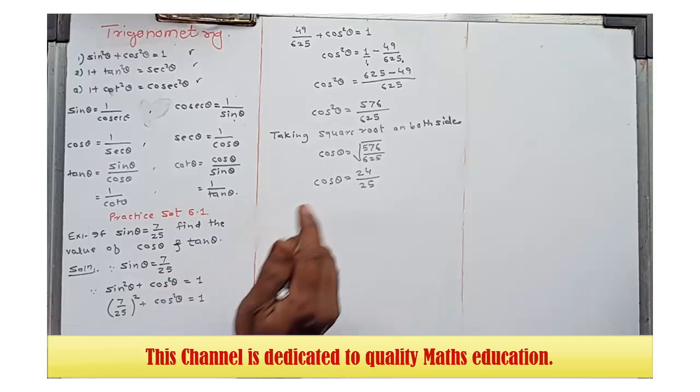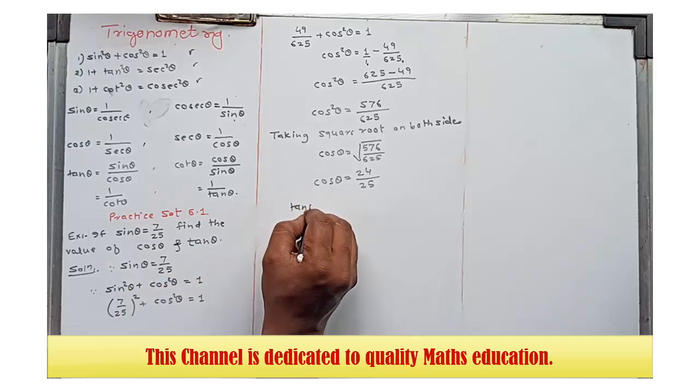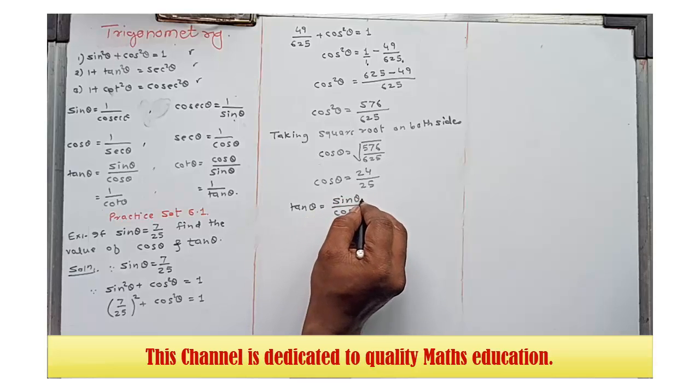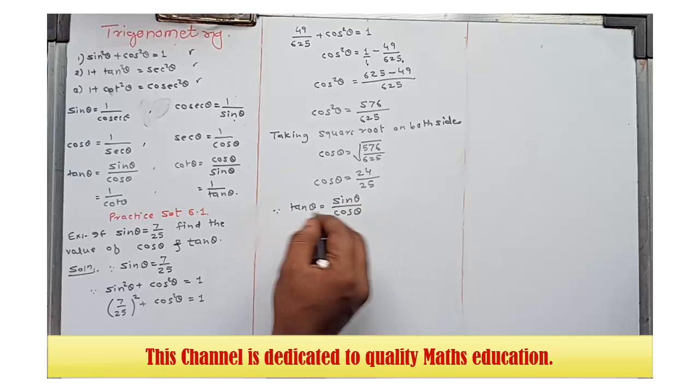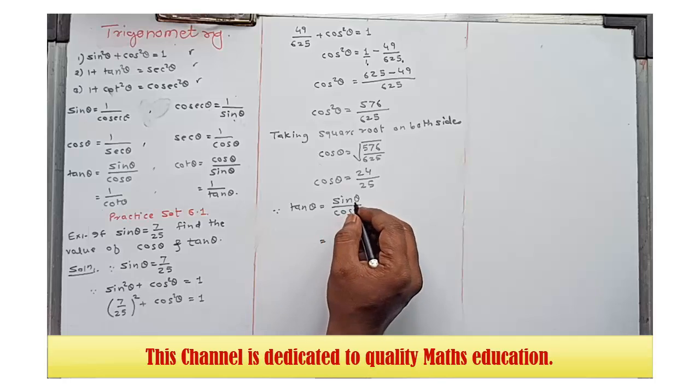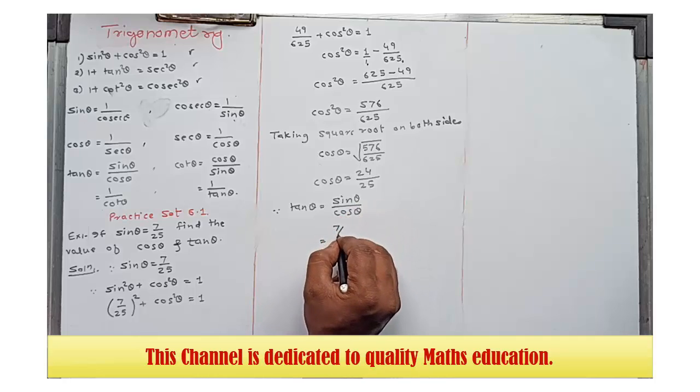Now we find tan theta. We have to find tan theta. So we have the formula for tan theta as sin theta divided by cos theta, because sin theta is given and cos theta we found. So by using this formula we can easily find the value for tan theta. Sin theta is 7 upon 25 upon cos theta, that is 24 upon 25.